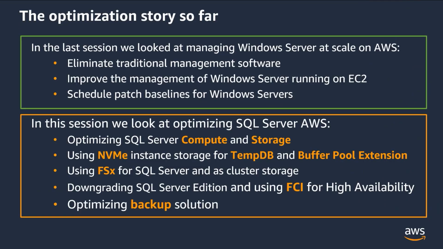In the previous session, we optimized Windows Server at scale on AWS by eliminating traditional management software, improving the management of Windows Server running on EC2, and scheduling patch baseline for Windows servers. In this session, we will turn to optimizing the SQL Server platform deployed by AWS Corporation on AWS.